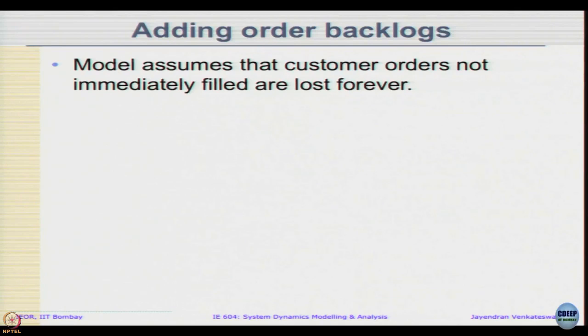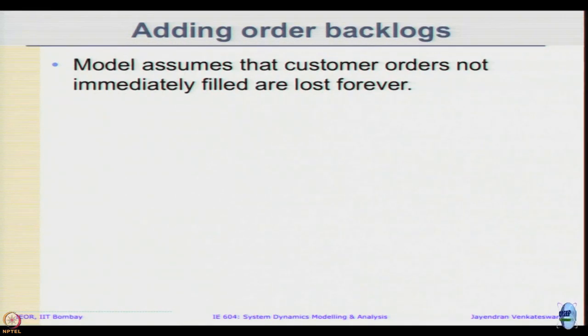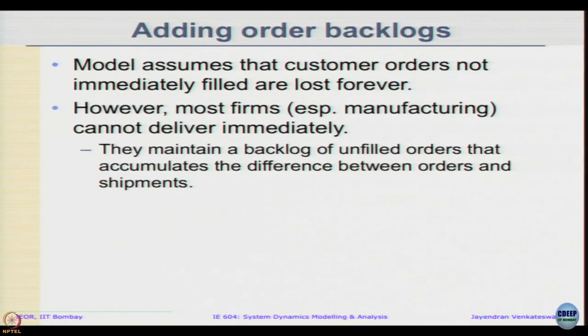Now, we will further improve the model and add the next step. This model, as you saw, assumes that customer orders that are not immediately filled are lost forever. We have put customer orders as nothing but a minimum of inventory as well as the customer orders. So, if the order is higher than inventory, then I do not deliver that and that order is lost. It may be true in many scenarios like simple retail shops we saw as examples, but in many other firms like manufacturing firms or even distributorships, they may not be able to deliver immediately. They usually maintain a backlog of unfulfilled orders, and only when you have sufficient inventory, then you go ahead and fill it.